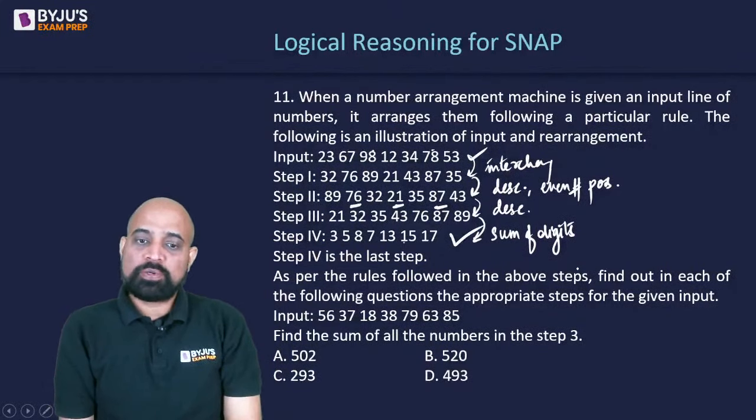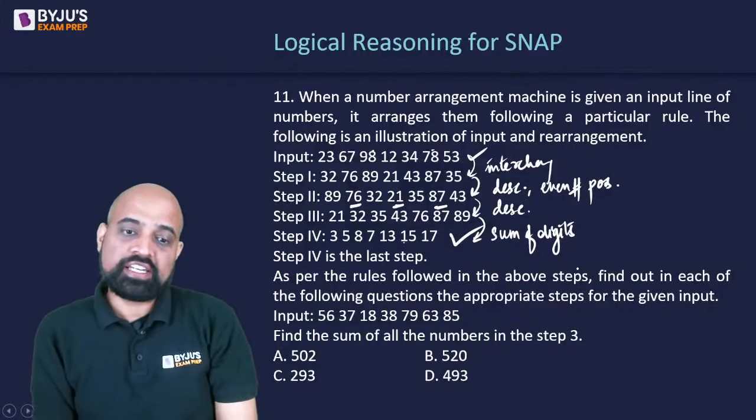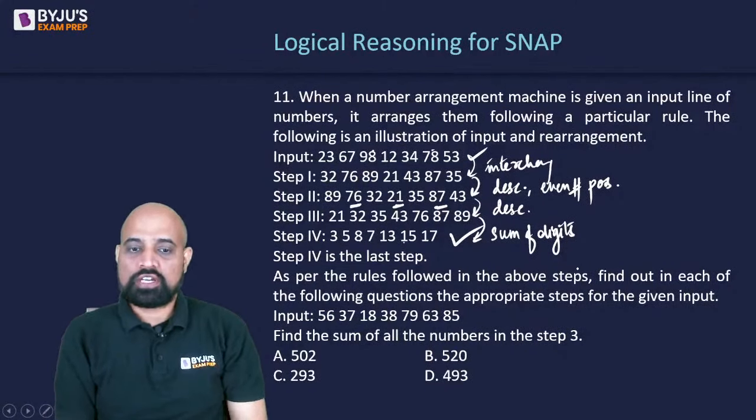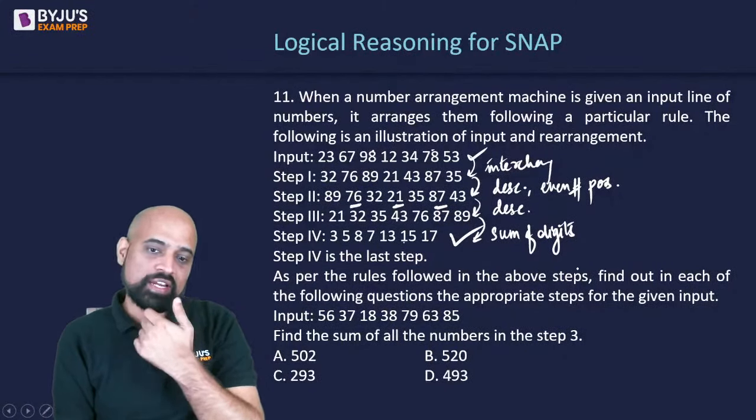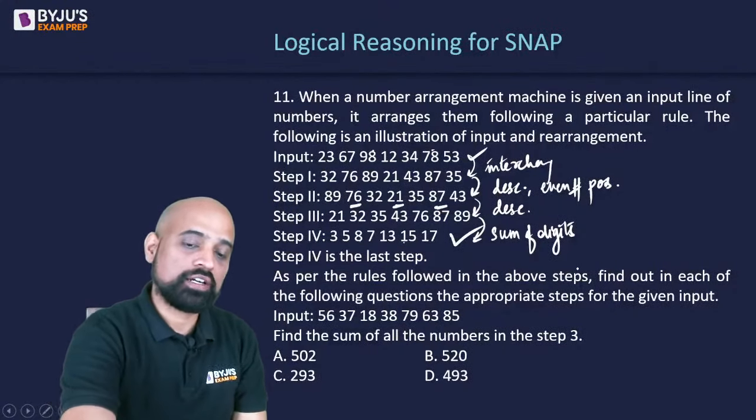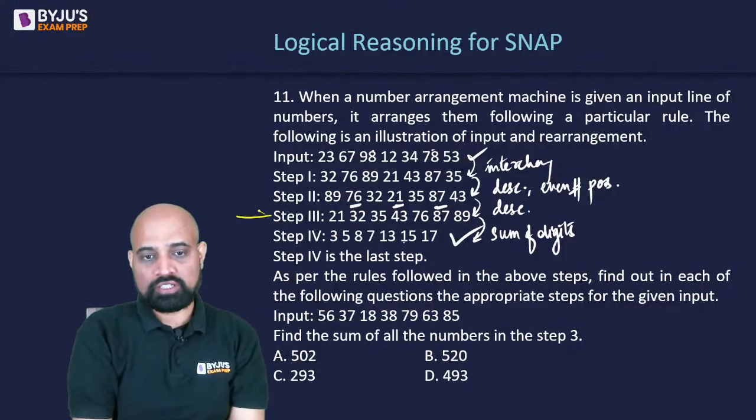Anyways, as per the rules followed in the above steps, find out in each of the following questions the appropriate steps for the given input. So input is this. They're asking us to find the sum of all the numbers in step 3. So I don't have to go till the last, I have to go till step 3. Step 3 was right before when we did sum of digits.